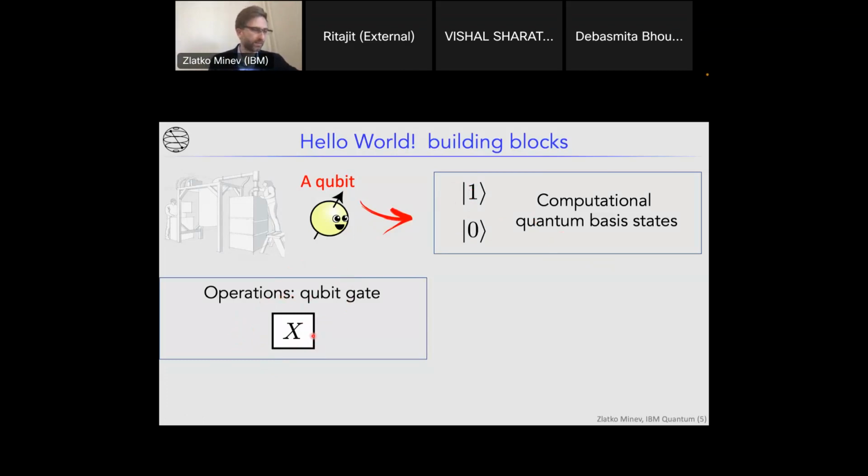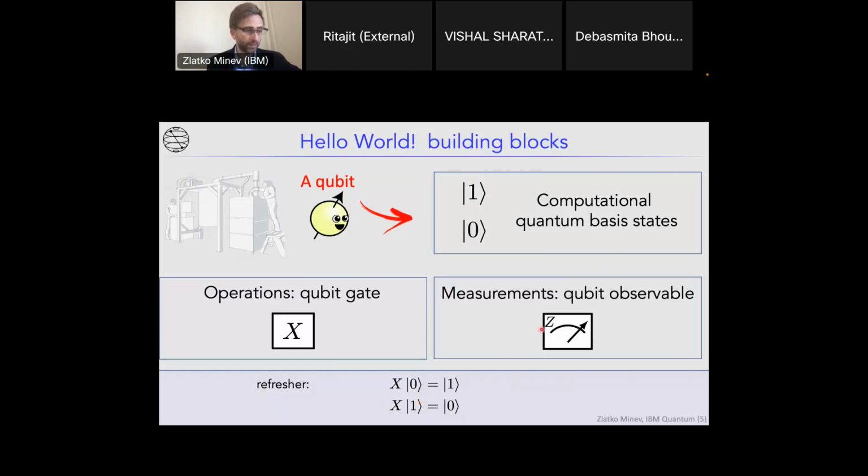To refresh your mind about what this does and what you've learned earlier, NOT 0 gives 1 and NOT 1 gives 0. Simple and symmetric. In addition to quantum operations, we also need some quantum to classical pieces, such as measurements, which are going to extract information from the quantum world and bring it back down to the classical world.